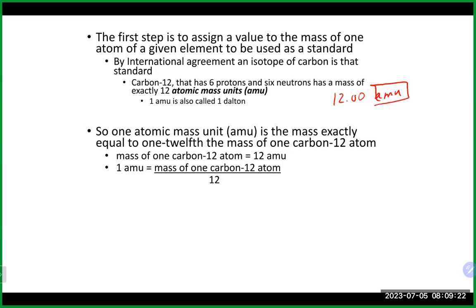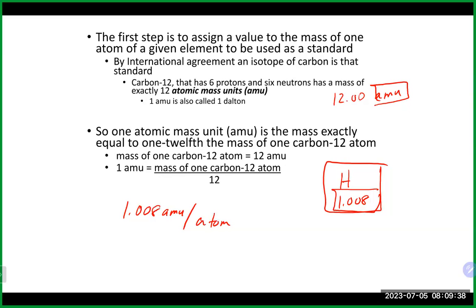So, for example, if we look at hydrogen, it's 1.008. You could take that number and say there are 1.008 AMU in an atom of hydrogen. So you could use that as a conversion factor.